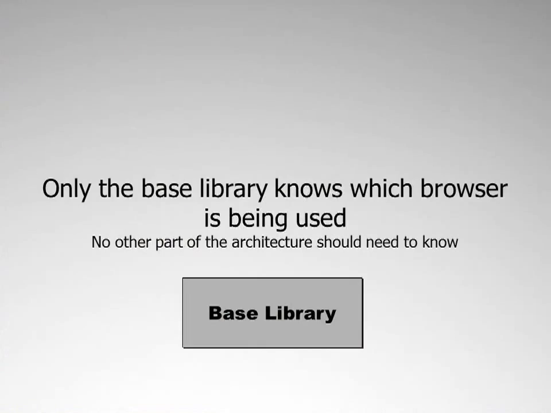So as a little bit of a wrap-up, we just want to talk about the knowledge that exists within this architecture. The base library is the only part that knows which browser is being used. Right? Anywhere else in the architecture, you don't want to have "is IE" or "is Firefox" or anything like that. That is the job of the JavaScript library, so that you don't need to do that anymore.